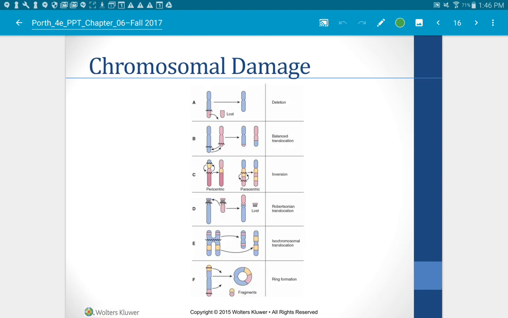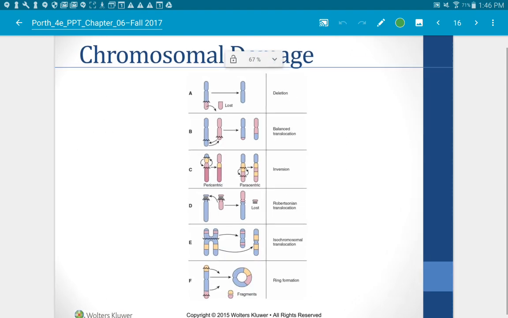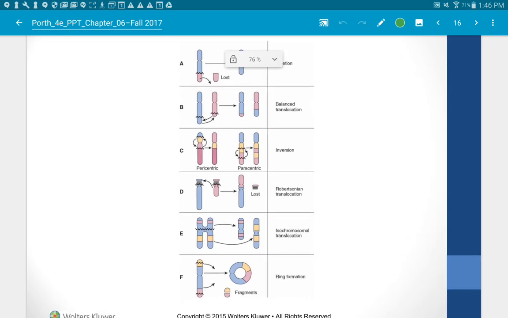Okay. Now, this slide here is not for you to memorize all of these particular chromosomal problems, but more just to illustrate that chromosomes can get all kinds of twisted up and have a variety of different structural abnormalities. These are big abnormalities, in terms of we've got large pieces of a chromosome that is kind of messed up.